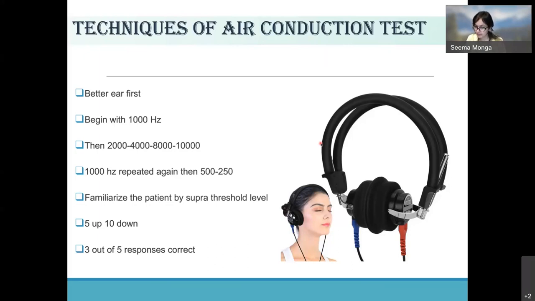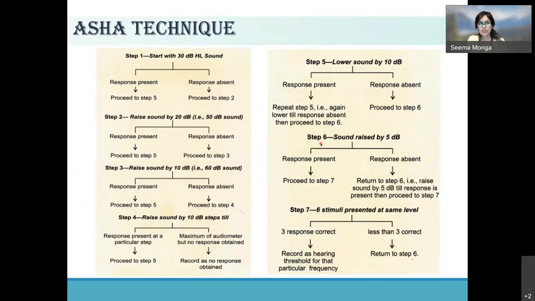So this is 5 up, 10 down technique. So 3 out of 5 responses are obtained. That is your threshold. That is the technique that we normally use. There is one more technique just for theory. That is the ASHA technique.